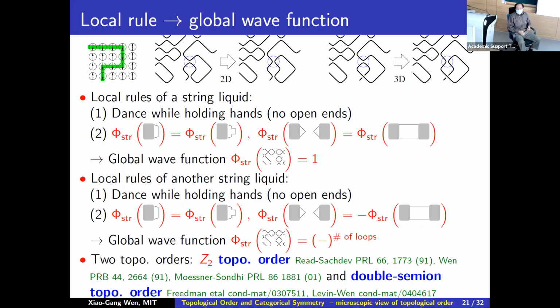Okay. So basically these two dancing rules, and another dancing rule is that we can add a small loop, add a loop here and deform the loop. That's also a local Hamiltonian. So we'll design the Hamiltonian this way, enforcing these local dancing rules. And then you look at the global dancing pattern, which is a superposition of all loops. That's just a cartoon way to explain what the Hamiltonian should do.